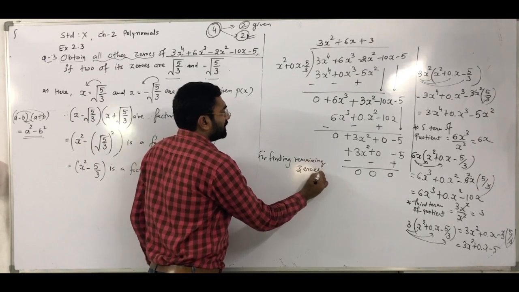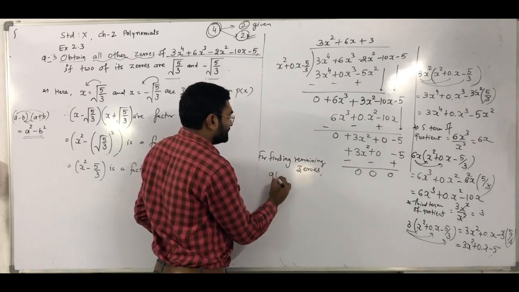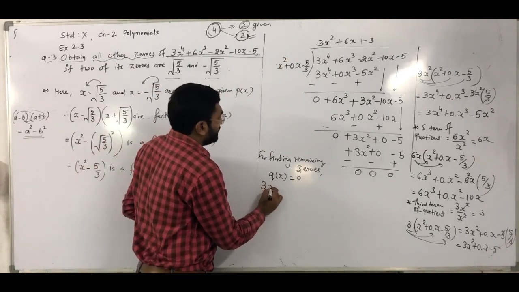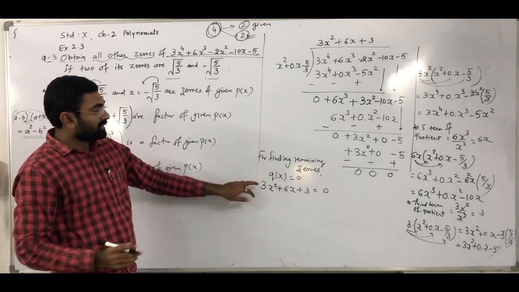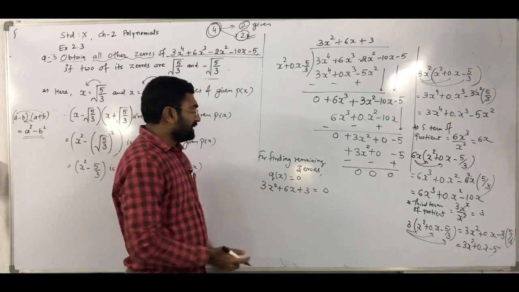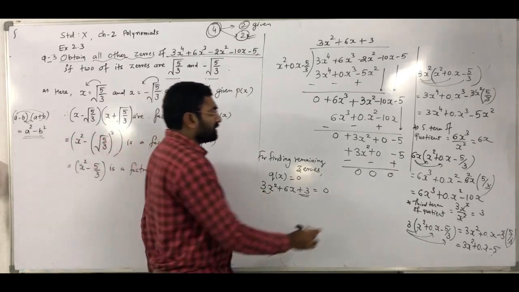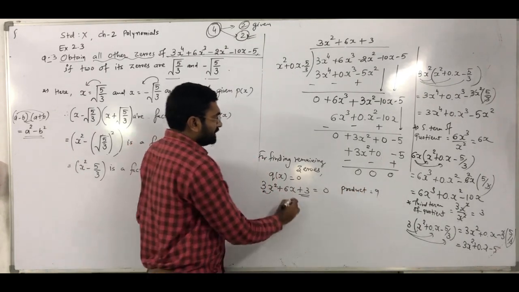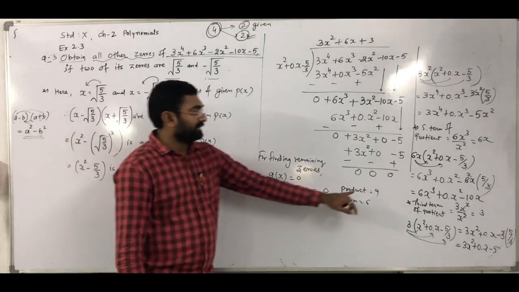So for finding the remaining zeros, what you have to do, whatever the quotient polynomial is, you have to equate it to 0. So q of x is equal to 0. Right? Q of x here we get 3x square plus 6x plus 3 is equal to 0. Now observe, this is a quadratic polynomial, right? And for a quadratic polynomial, how can we factorize? Here the constant term is 3 and the x square coefficient is 3. So the product we require is 9. And the sum we require is 6. That way we have to find the factors of 9.